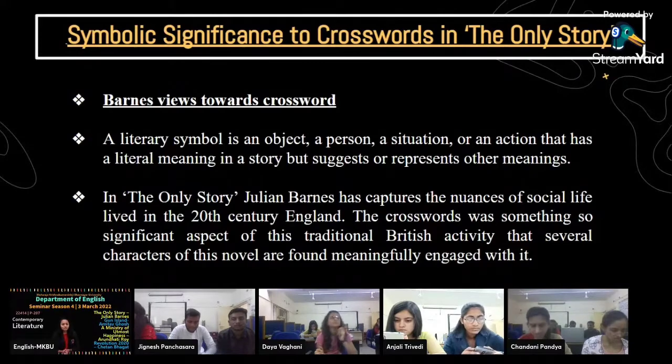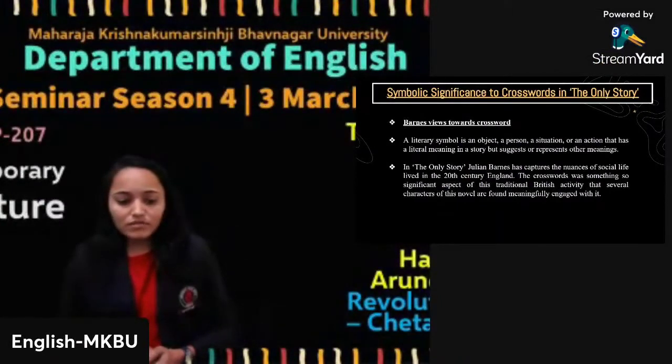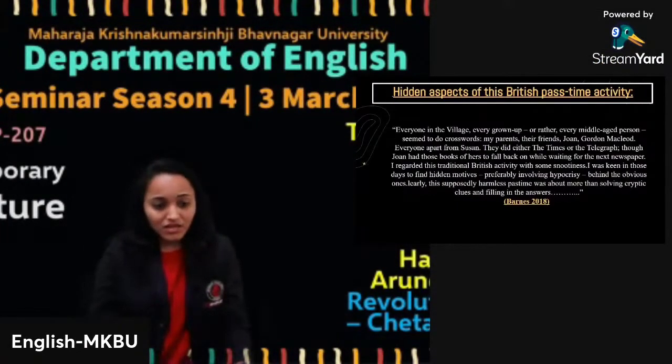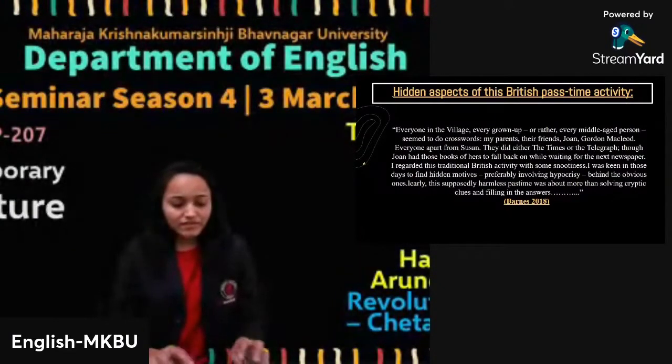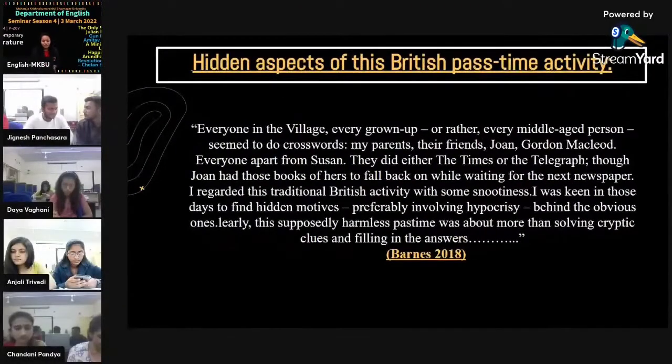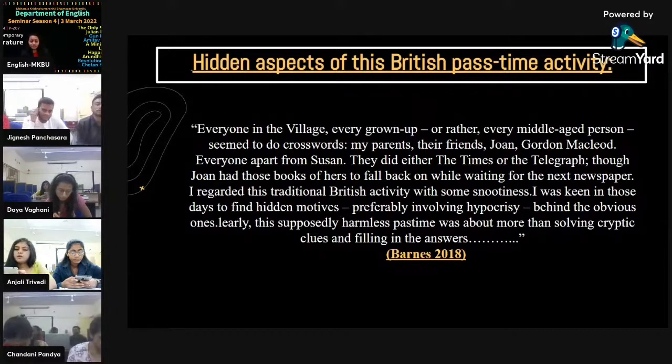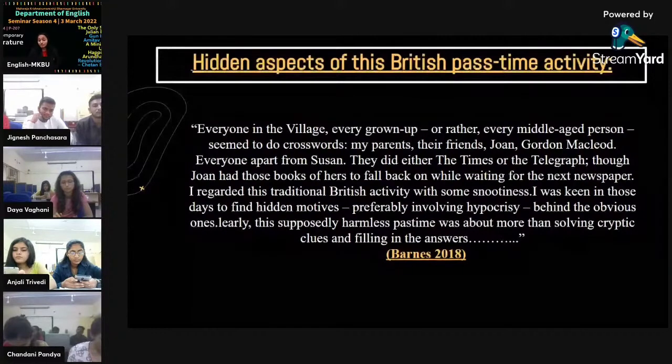The crossword was such a significant aspect of this traditional British activity that several characters of this novel are meaningfully engaged with it. What are the hidden aspects of this British pastime? In this novel, Paul Roberts, the narrator of the story, explains the hidden aspect. He mentions that everyone in the village where he lives, every grown-up or rather every middle-aged person, seemed to do crosswords. Whether it is his parents, their friends, John, Gordon MacLeod, everyone apart from Susan. So here the question might arise of why Susan is not playing crosswords.